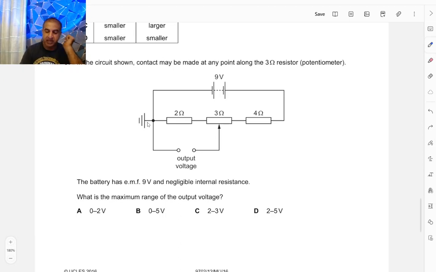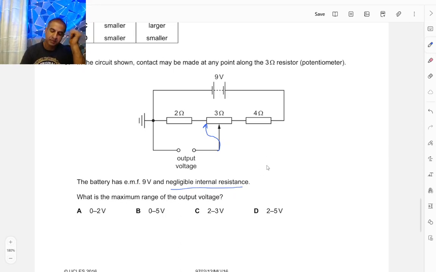But then again, we have ground over here. So let's just do this. The battery has an EMF of 9 volts and negligible internal resistance. So what is the maximum range of the output voltage? Let's just look at this thing. So maximum range should be that we connect this over here. Maximum range, so that would give me the minimum value. So let's just start with the minimum value.